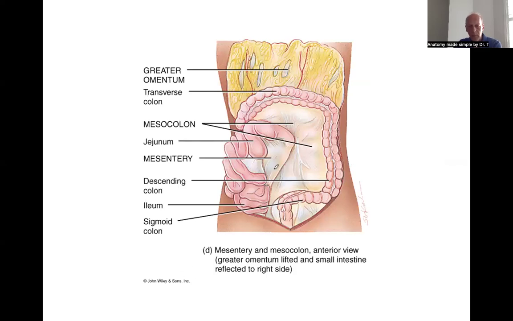When the greater omentum is lifted up, basically, we are now seeing a little bit closer what the mesentery looks like. And we also see the mesocolon part, which is suspending the transverse colon from the posterior abdominal wall. This here is the descending colon. It is already retroperitoneal, as was the ascending colon on the right side of the abdomen.